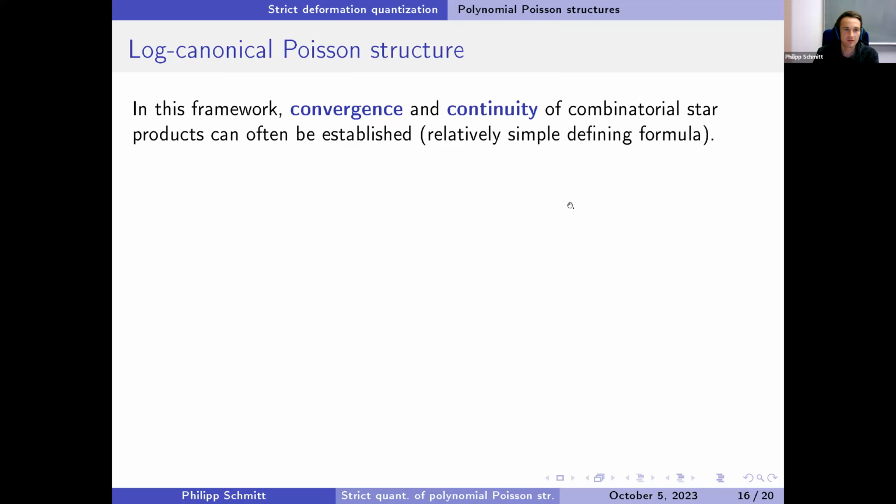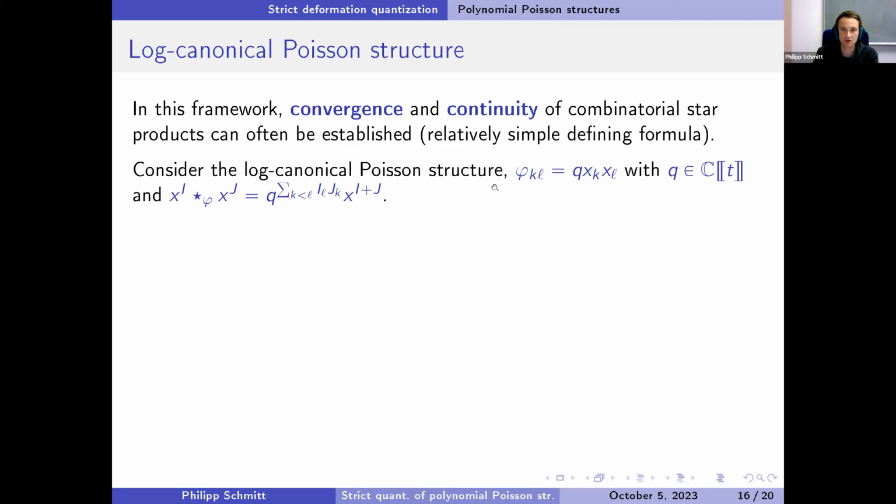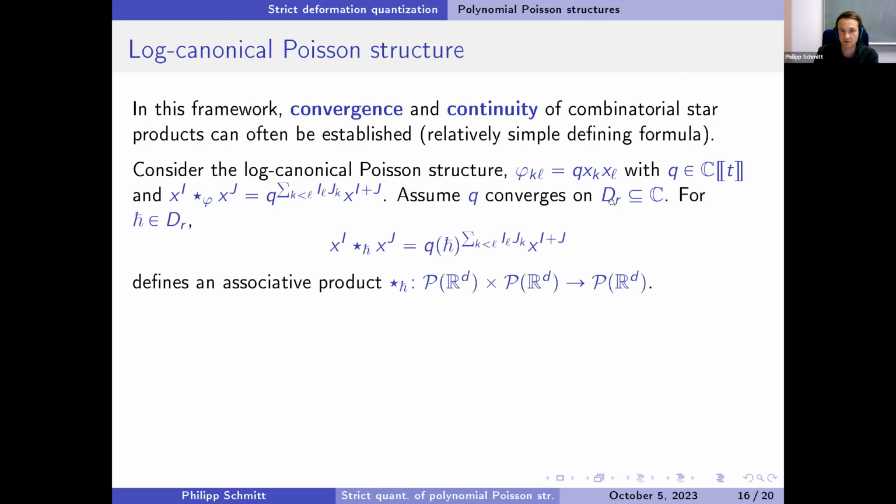And one example here, if we go back to the easiest case of the log canonical Poisson structure from before, now taking phi KL just to be Q times XK times XL. So I've set all QKL just to one variable Q to keep the notation a bit simpler. Then we see that the star product of Xi and Xj is just of this form. And you can immediately see that if the formal power series here that you choose for Q converges, say in some open disk around the origin in the complex plane, I will denote this by Dr, then I can just use this value that the series converges to as Q of H bar.